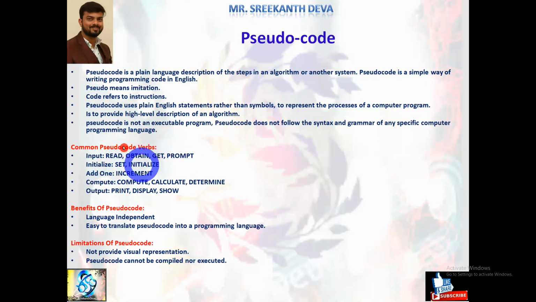We commonly use pseudocode verbs: for input, like read, obtain, get, prompt. For initialization or assigning values, like set, initialize. To add one, like increment. For computations, like compute, calculate, determine. For output, print, write, display, show. See, these are all the common verbs while constructing pseudocode for a given problem.